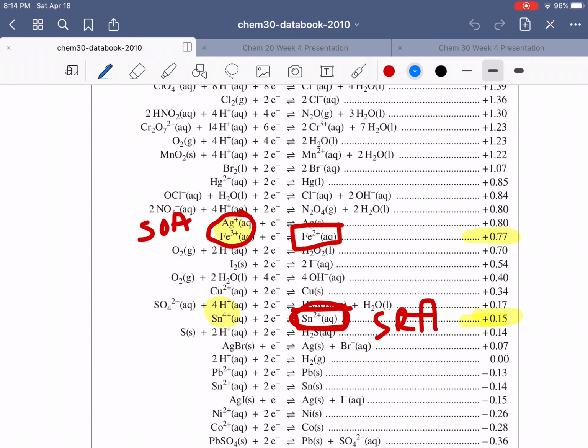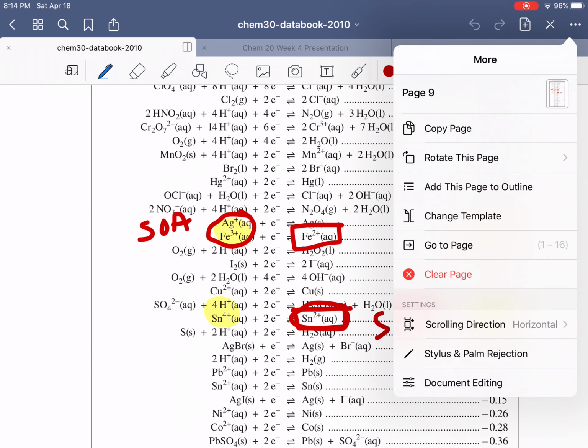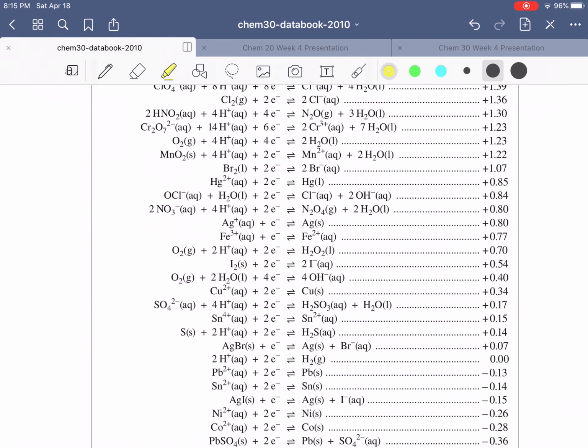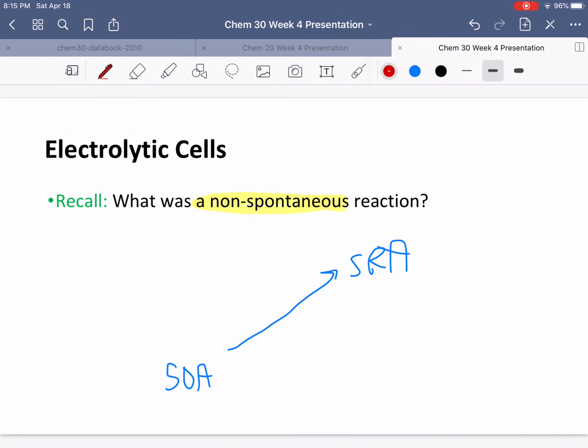But what if we have a circumstance where the SOA is lower than the SRA? So, for example, what if we have a scenario something like this, where we're reacting H plus ions with, say, silver metal? All of a sudden, we're not going to see a spontaneous reaction here because the SOA is lower than the SRA. However, can we force this to happen?